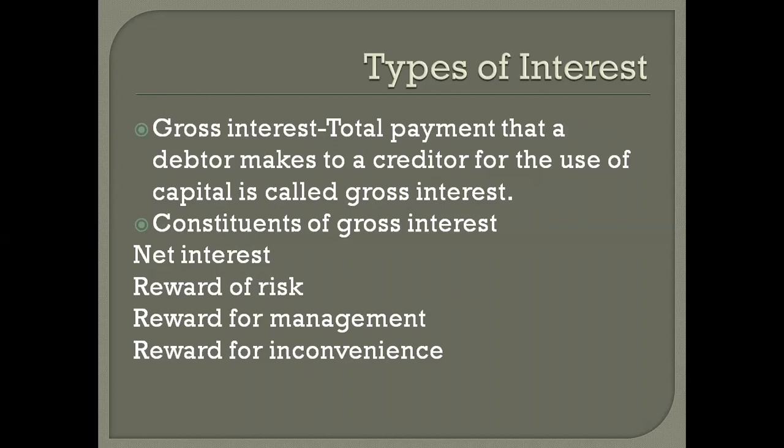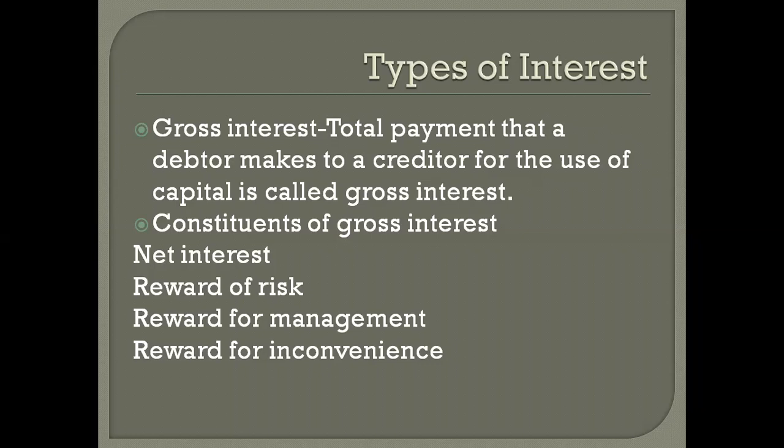The total payment has certain constituents of gross interest. Point number one is net interest. Then we have reward for the risk, reward for management, reward for inconvenience. Interest is not only the reward for lending money and getting interest back. That is net interest, so there are certain constituents. Net interest is that which is paid for the use of the service of money only, because you gave the money to the person, that's why that person gives you, say, 1.5%. That 1.5% is net interest.